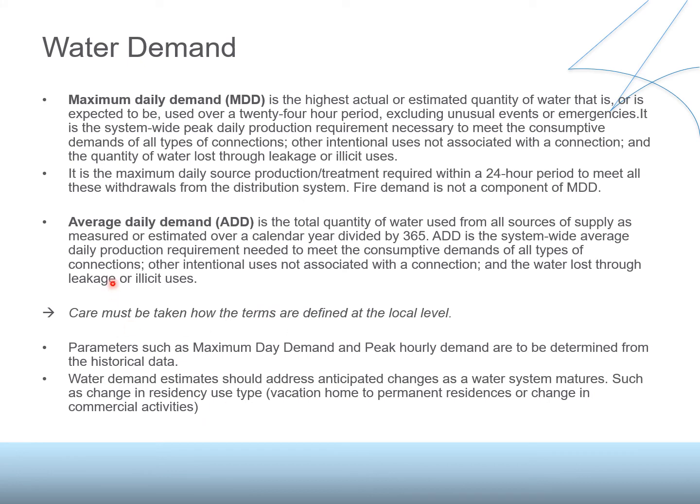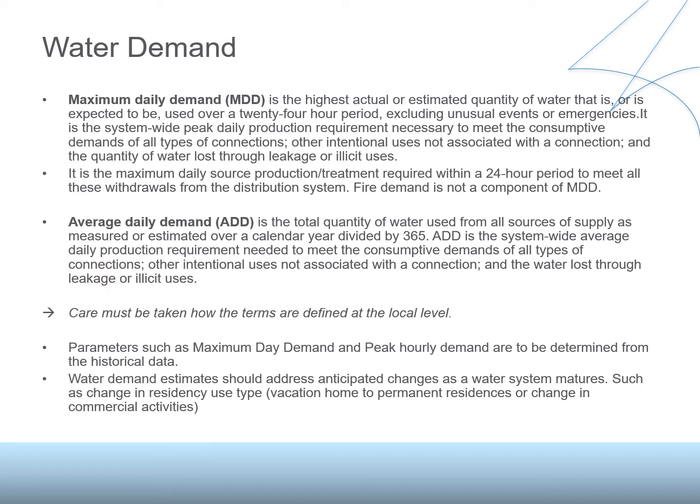There are a few water demand parameters. Even though we talk about demands, the water demand can be further classified, and the main classifications are maximum daily demand, average daily demand, and peak hourly demand. So these are three different types of demands we use in our design.